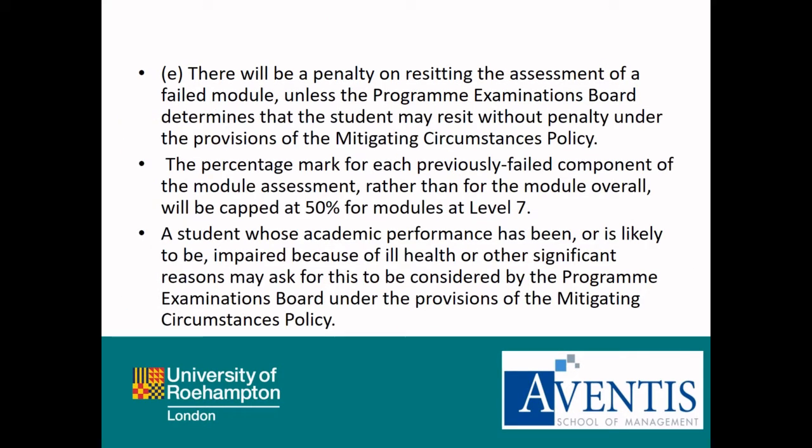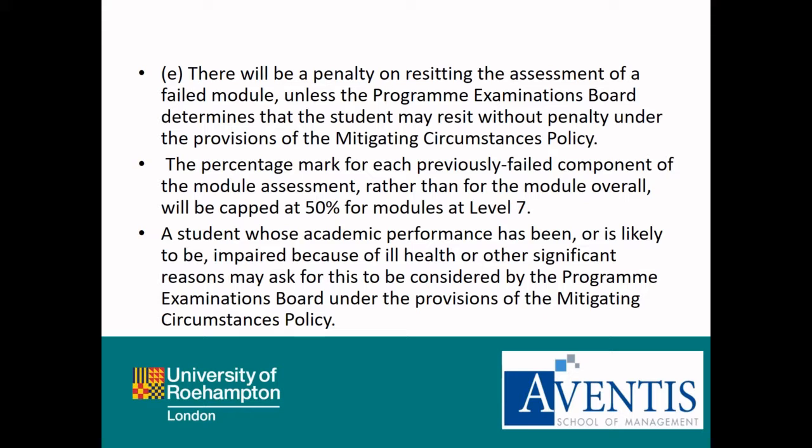There will be a penalty on the receipting of the assessment of a failed module unless the Program Examinations Board determines that the student may receipt without penalty under the provisions of the Mitigating Circumstances Policy. The percentage mark for each previously failed component of the module assessment, rather than for the module overall, will be capped at 50% for modules at level 7.